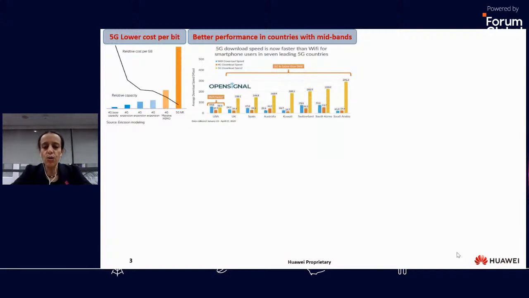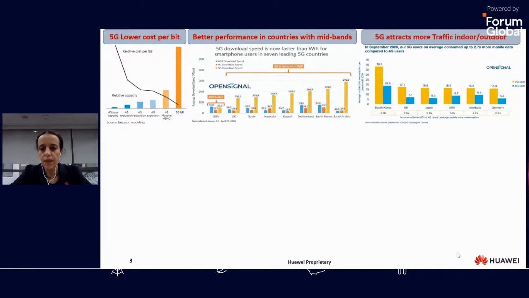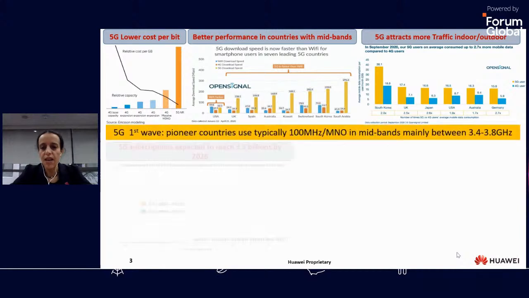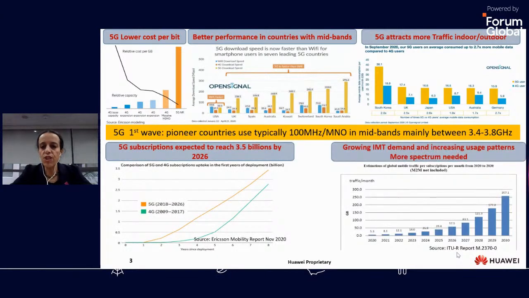Now I would like to present how the 5G market looks today and how it will evolve in the future. Thanks to the lower cost per bit and the better performance of 5G that we see in the figure in the middle, especially in countries that allocated a decent amount of midbands. Next, please. Next. Yes. So thanks to that, 5G is attracting not only a growing number of users, but also more traffic indoor and outdoor.